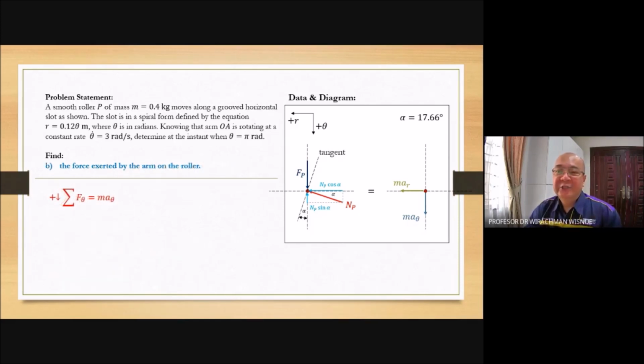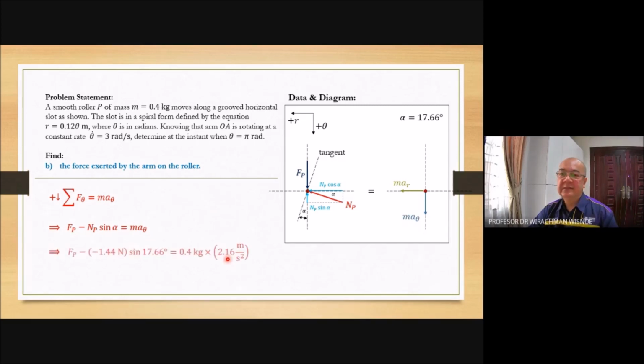Now in the theta direction, I assume positive is downward following this convention. So in the negative, I have N_P sine alpha going up, and we have m a_theta going down, right? And then F_P going down. Going down is positive, so F_P minus N_P sine alpha equals m a_theta. So we have the force F_P here. That is the force from the arm pushing the roller. So having this, you have answered the problem.